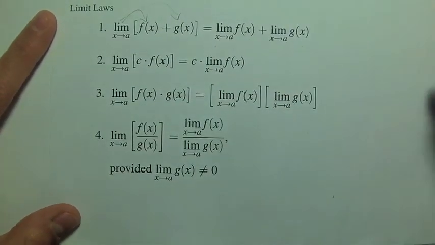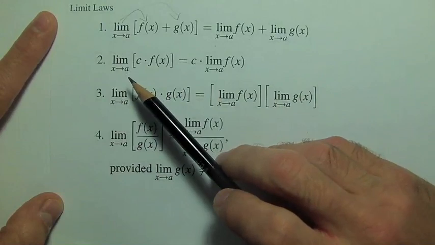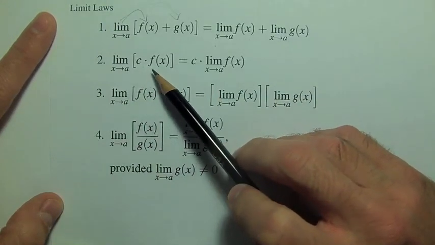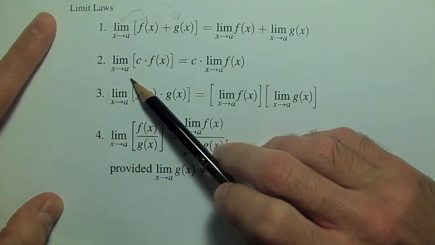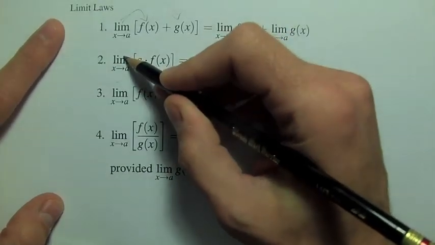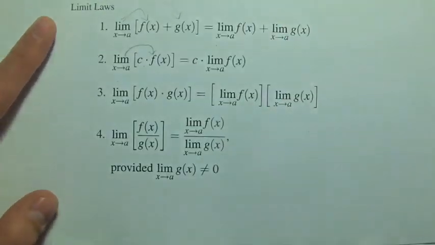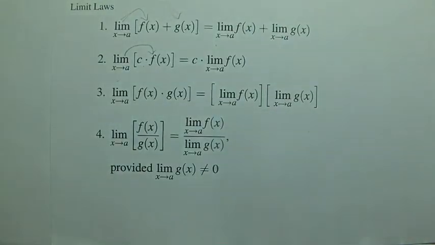So if I know the limit of f and g separately, well, I can split the limit across the sum like that. Similarly, let's say I want to find the limit of a constant times f as x goes to a. Well, I can actually drop that limit past the constant because the constant is not going to affect things that much.